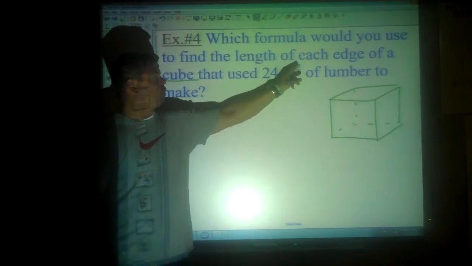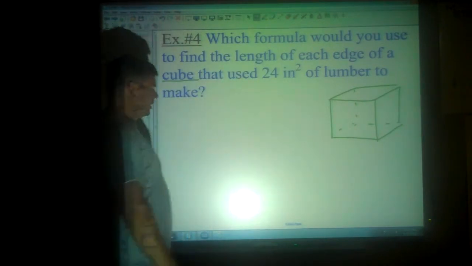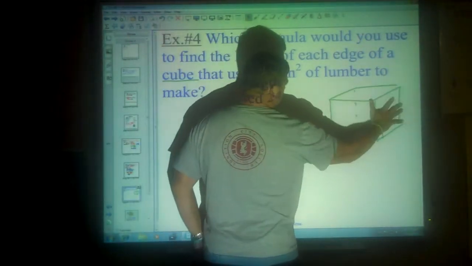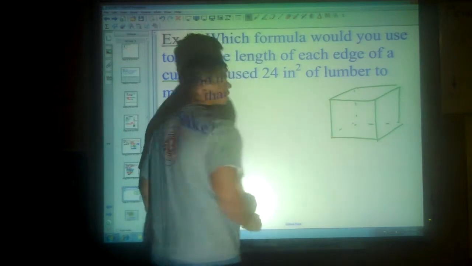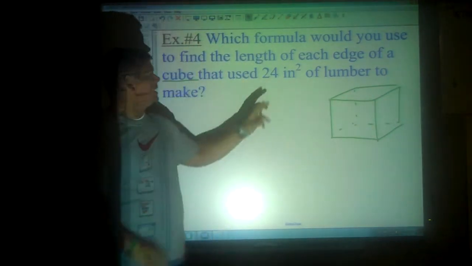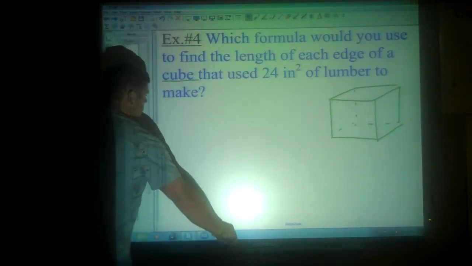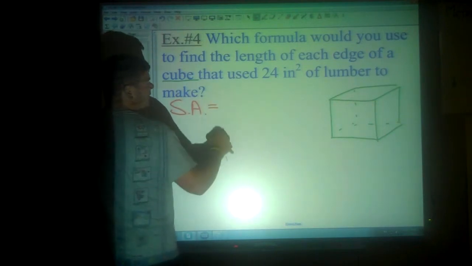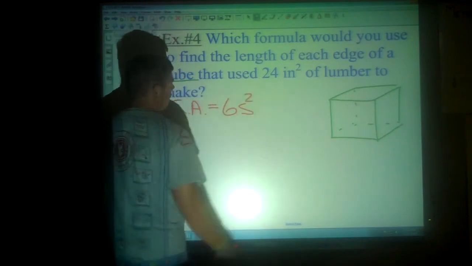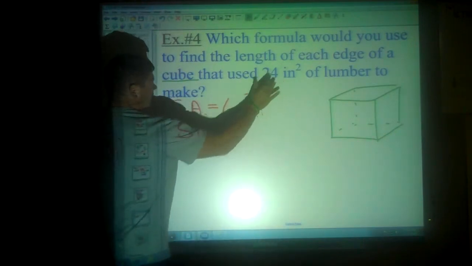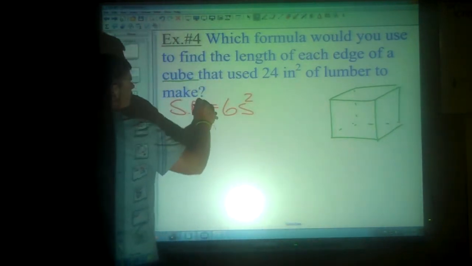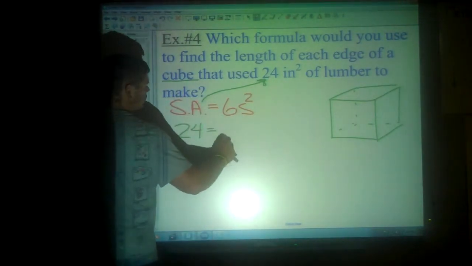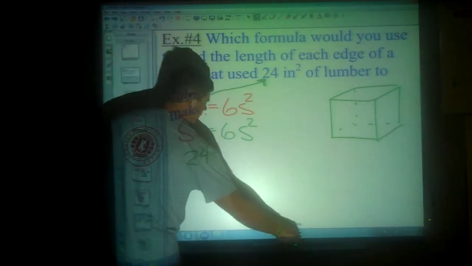The fact that there's 24 square inches of lumber is telling us that all 6 sides, this side, plus this side, plus this side, the back side, the bottom, and the left, all 6 faces create the 24 inches squared, which means the surface area, remember, is 6s squared. This is the surface area we have. This surface area is right here, 24 inches squared. So 24 is equal to 6s squared.